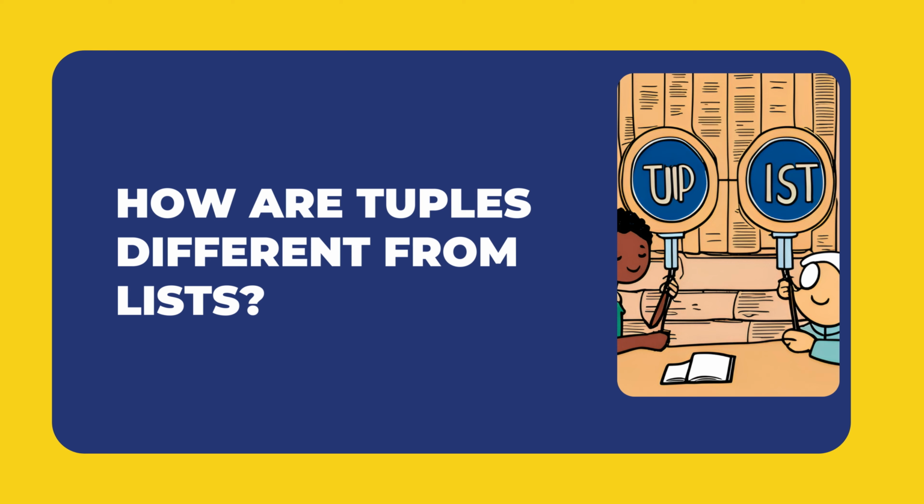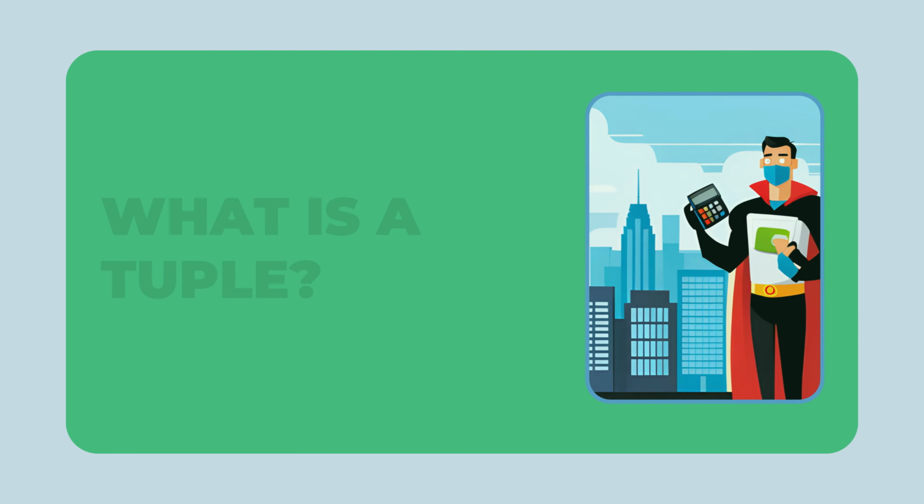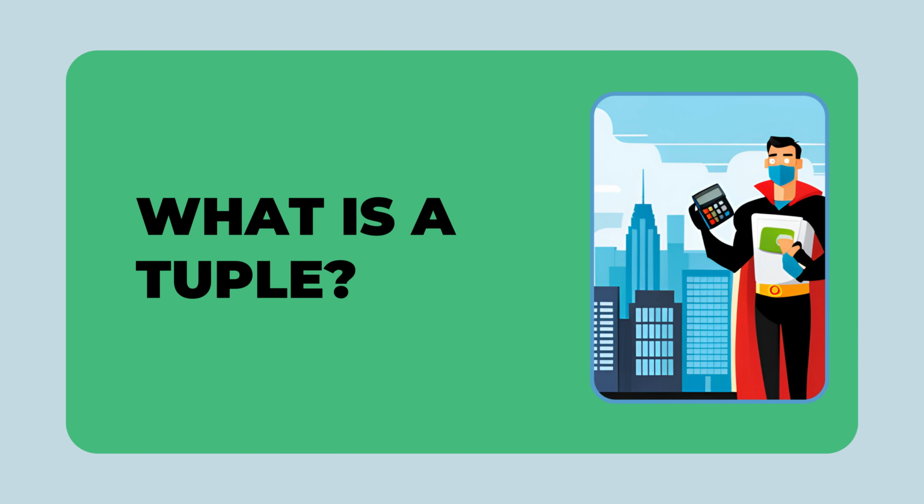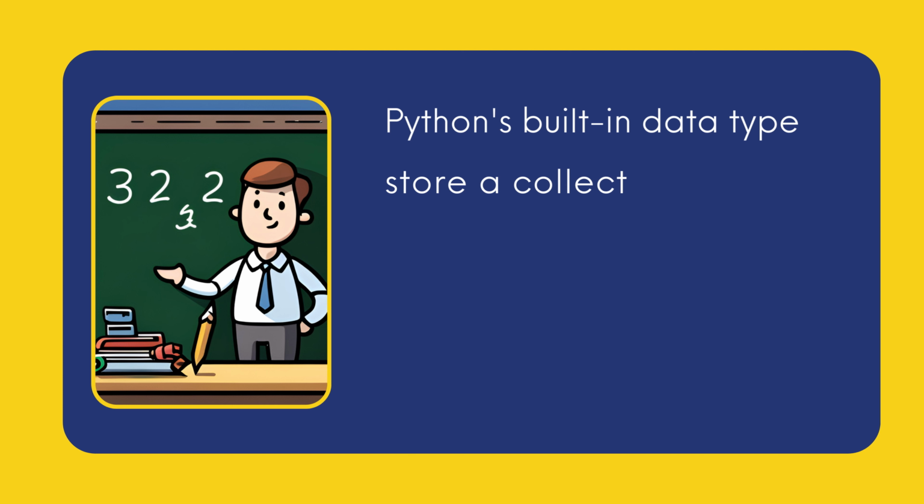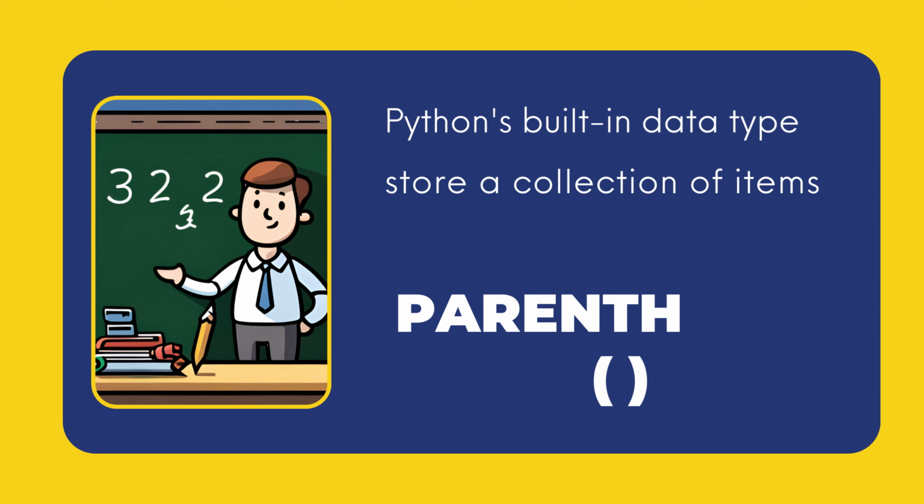All right, let's get started with the basics. First things first, what is a tuple? Well, a tuple is one of Python's built-in data types, and it's used to store a collection of items in a single variable. Imagine it as a container that can hold multiple values. A tuple is a data type in Python that's quite similar to lists in many ways, but there are two crucial differences. First, tuples are typed with parentheses instead of square brackets.